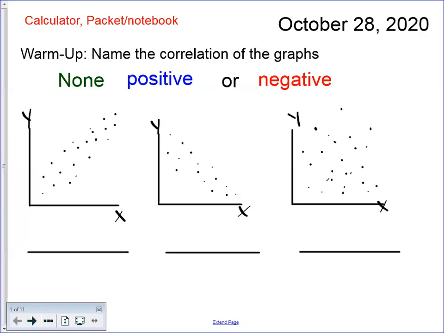All right, everybody, so today is October 28th. Go ahead and open up your notebooks. Today we are going to talk about scatterplots, okay?